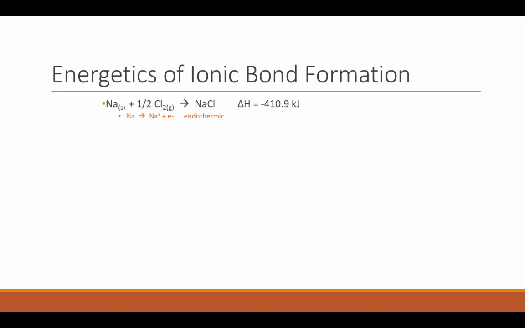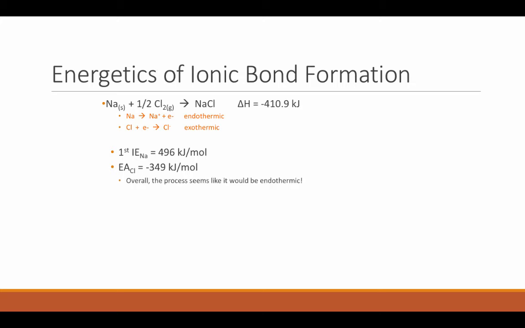Well, first, sodium needs to lose an electron. This is an endothermic process. Chlorine needs to gain an electron, which is an exothermic process. The values describing these processes are the first ionization energy for sodium, which is 496 kilojoules per mole, and the electron affinity for chlorine, which is negative 349 kilojoules per mole.